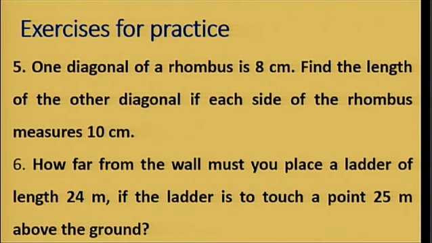Number 5. One diagonal of a rhombus is 8 centimeters. Find the length of the other diagonal if each side of the rhombus measures 10 centimeters. Again, draw a diagram to help you to find the length of the other diagonal.